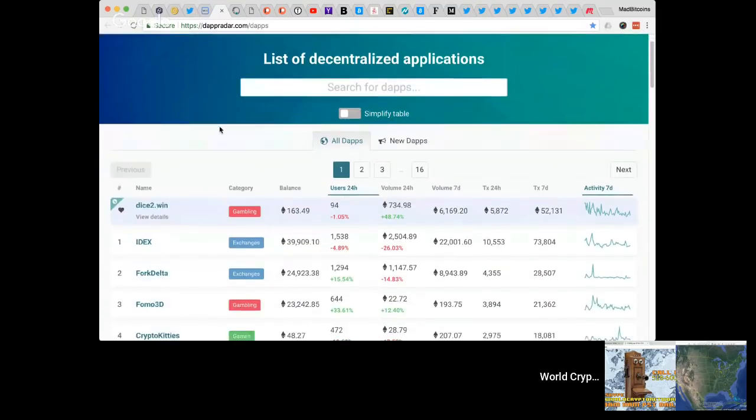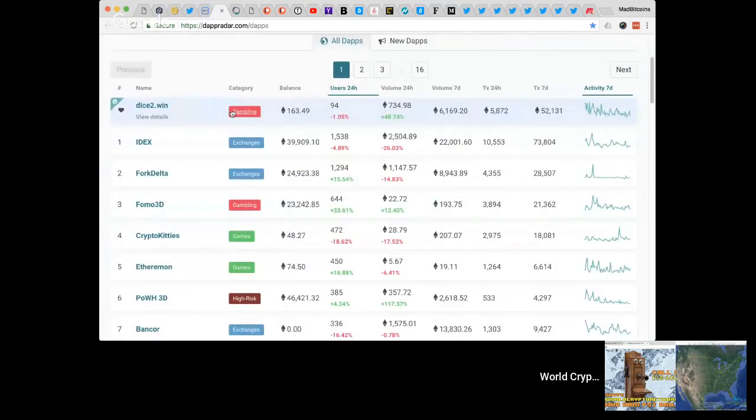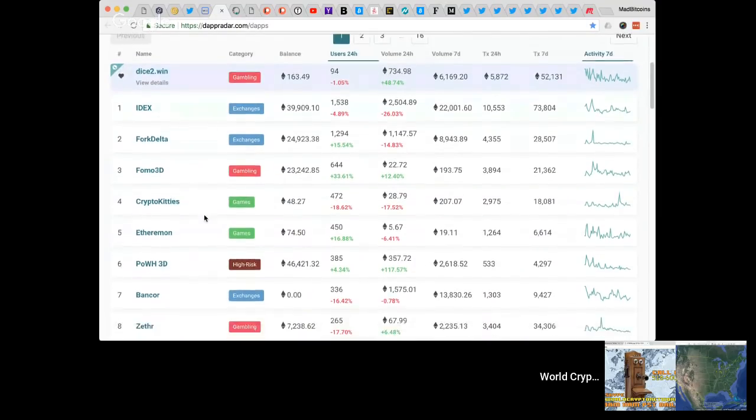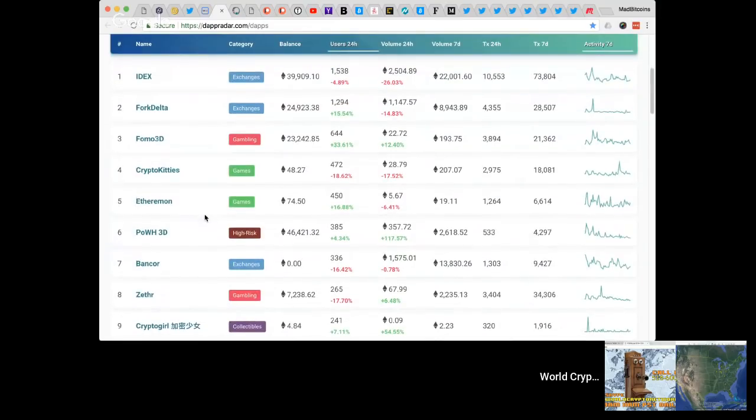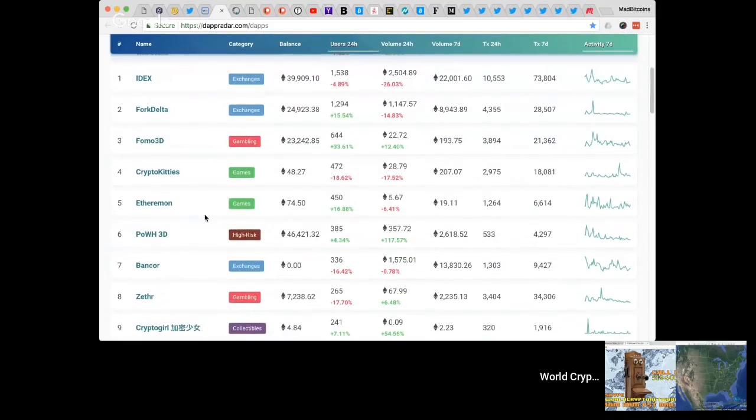Taking a look at the decentralized applications, it still looks like more people watch this show than use decentralized applications. We do have some minor updates and changes in the ranking, however. IDEX and Fork Delta continue to lead, the only distributed applications to have more than 1,000 users, at first and second place. FOMO 3D is in third place in gambling, and we have some newcomers to the top 5 list in our recent watching of it.